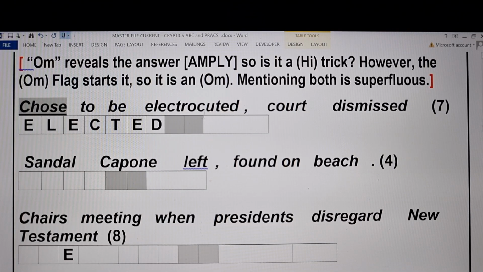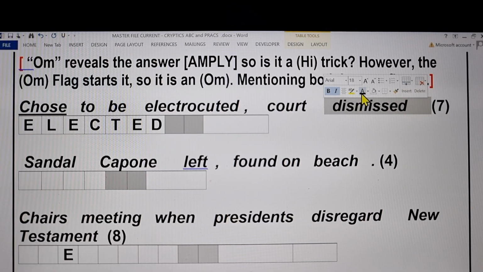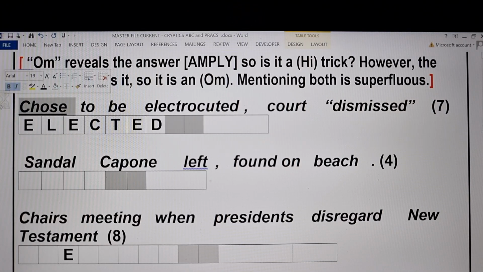Chose to be electrocuted. Court dismissed. Well, dismissed. Of course, we didn't do our usual thing of picking the flag, and there's the omission flag there. So it gives you a hint as to what's going to happen. The very fact that you see the flag there means this is the key. And that's what we should have done. This is the advantage of picking the flag as you go along, because you see that, you say, key's up here. Gives you a big start, doesn't it?